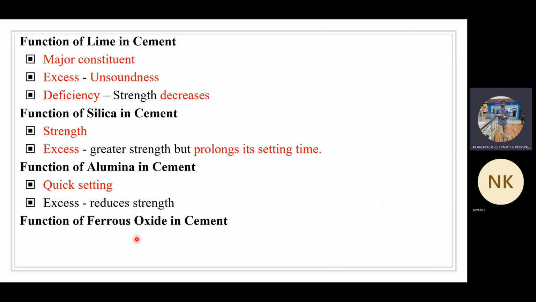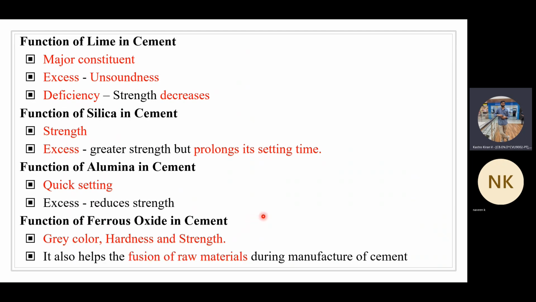And the last one is the function of the ferrous oxide. Again, C4AF. C4AF is majorly for the color of the cement. Whatever color you get in the cement, the gray color or ash color, that is all because of the ferrous oxide. And it plays a little role in the hardness of the cement, and also some role in the strength of the cement. But the major role is the color of the cement.